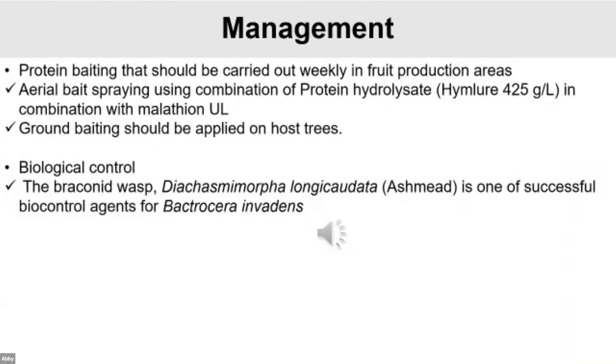The other method to manage Bactrocera invadens is protein baiting, which should be carried out quickly in food production areas. The first step is aerial baiting, done by spraying a combination of protein hydrolysate with Malathion UL, and also ground baiting applied on host trees. This should be done in fruit production areas. The other method to control Bactrocera invadens is biological control using the braconid wasp, which is said to be one of the successful biocontrol agents for Bactrocera invadens.